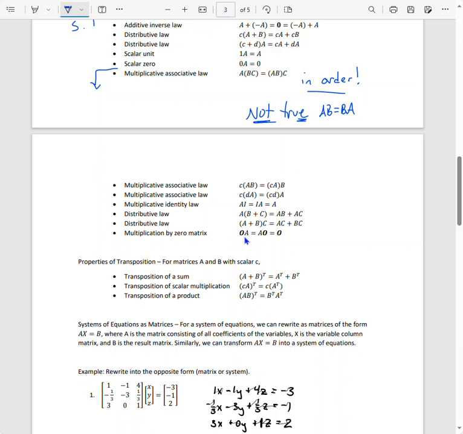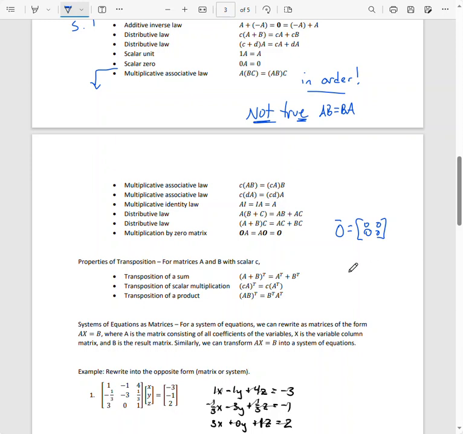And multiplication by the 0 matrix. If we multiply the 0 matrix times any matrix A on either side, we get 0. And that 0 is the matrix, I'm going to call it 0 bar. It's the matrix with all zeros. Regardless of what size it is, it just has zeros.